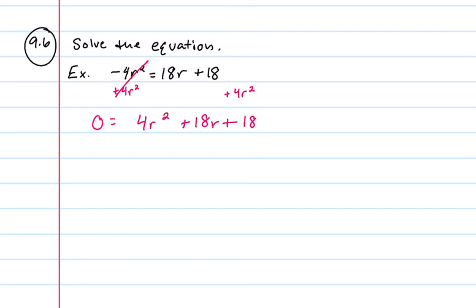Okay, what do you see that you don't like? That's going to be that 4 out in front. So let's see what we can do to maybe lower that number, reduce it as much as possible for you. So, can I factor out a 4 of all of these terms? No, but I can factor out a 2. So 0 equals 2 times the quantity, 2r squared plus 9r plus 9.